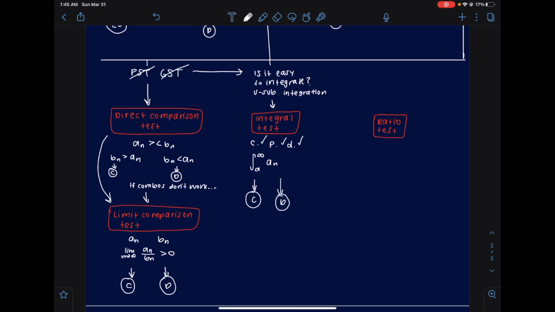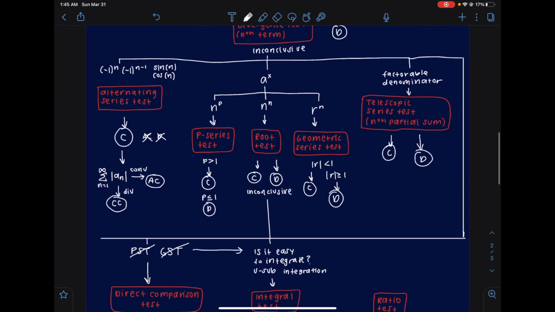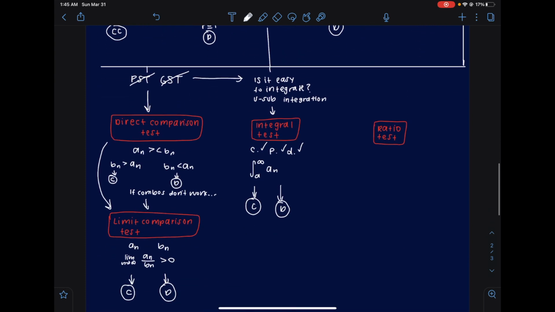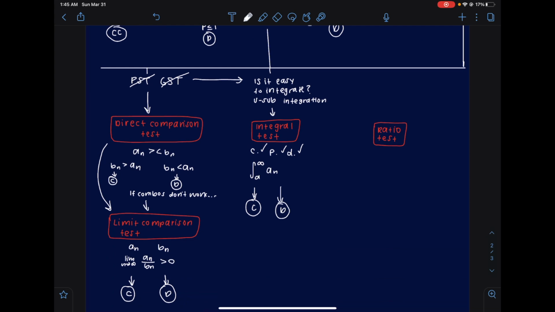Personally, I never want to use the integral test. I always try to look for another test I can use, but sometimes integral tests can be easy. But you don't want to use integral tests for any series that is impossible to integrate or it takes a long time to integrate, because you want to save time when you're doing these tests.